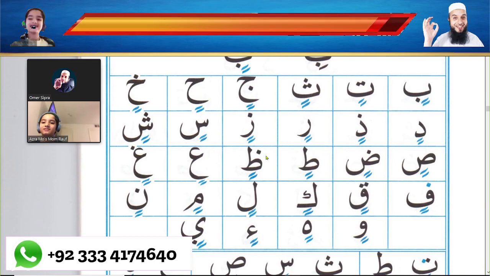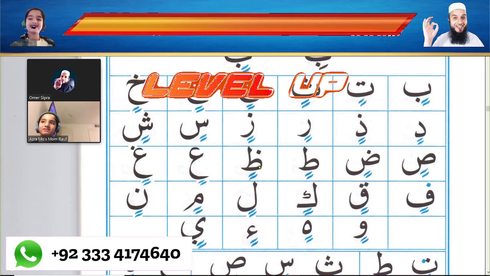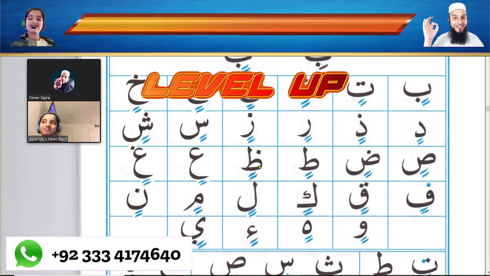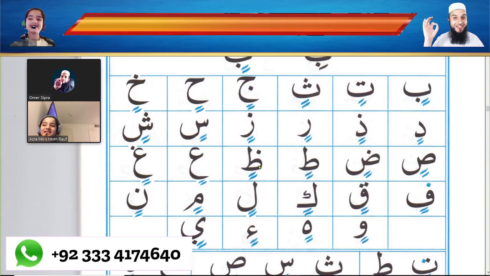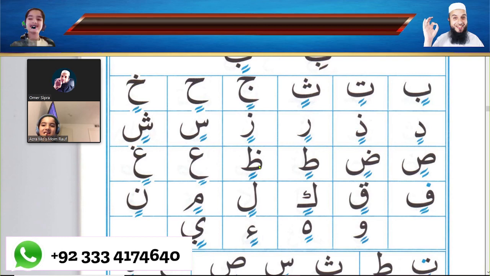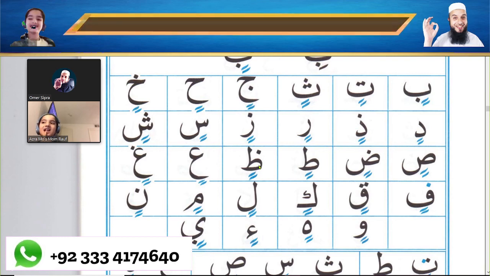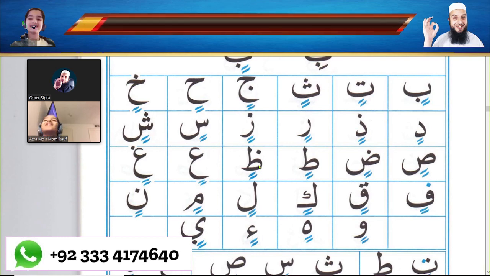Okay, what about this letter? Law. Where do we place our tongue? Back side of the lower front teeth. Not at all. Back side of the upper front teeth. Very close. In the letter Sod, we place the tip of the tongue at the back side of the lower front teeth. However, in the letter Law, we place the tip of the tongue at the back side of the upper front teeth.